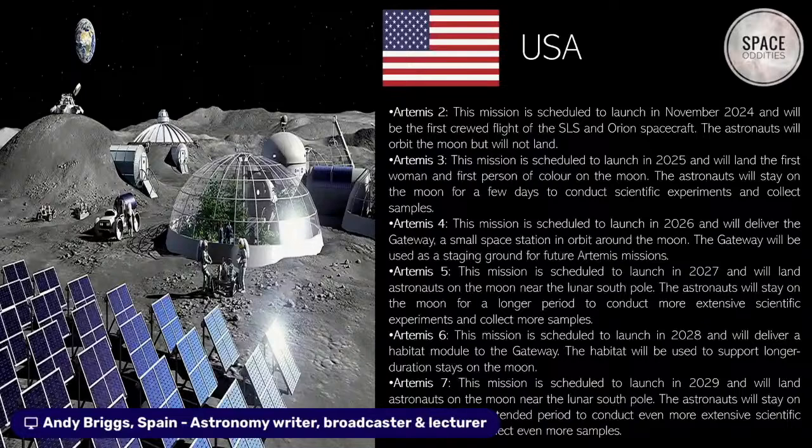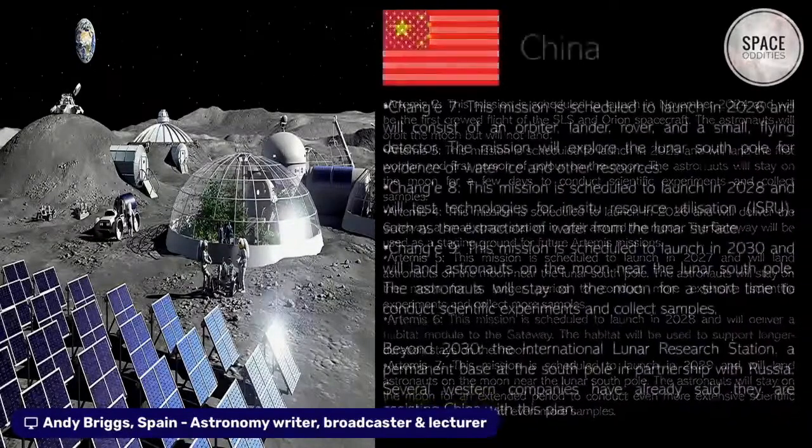The USA has got the Artemis project, and it's all mapped out. Artemis 2, an uncrewed mission to fly round the moon, much like Apollo 8 did in the days of Apollo in 1968. Artemis 3 will be the first mission to actually land people on the moon, the first woman and the first person of color. Artemis 4 is going to deliver the Lunar Gateway. This is a space station that's going to orbit the moon and be used as a staging post for future Artemis missions. Artemis 5, that's going to launch in 2027, and they're going to stay on the moon for a much longer period to carry out experiments and collect more samples. Then we've got Artemis 6 in 2028, delivering a habitat module to the Gateway. Artemis 7 launching in 2029, where the astronauts will stay on the moon for even longer to do valuable scientific work and collect and analyze more samples.